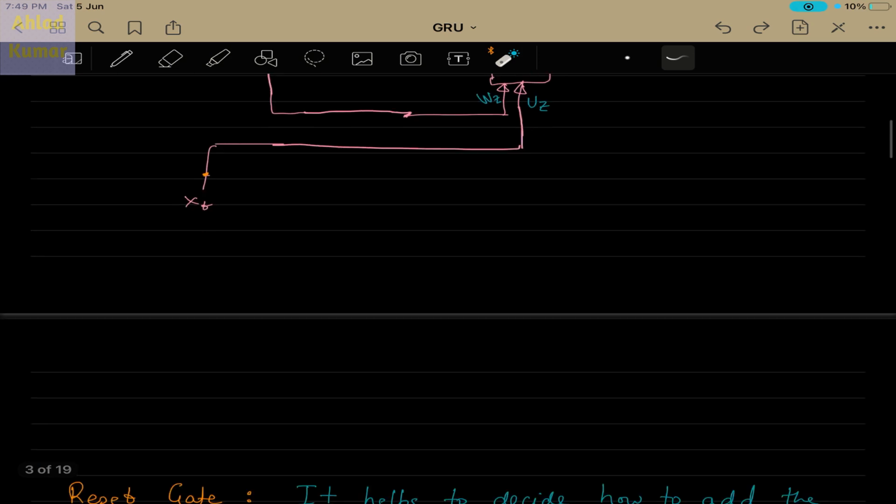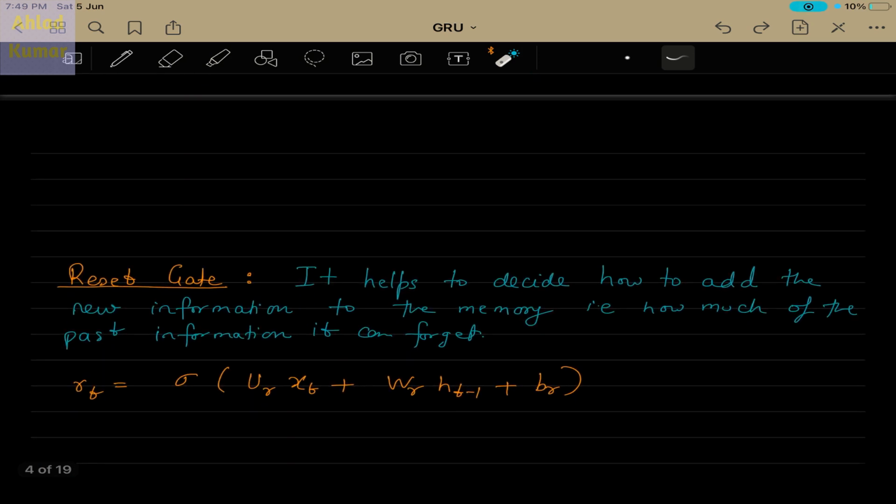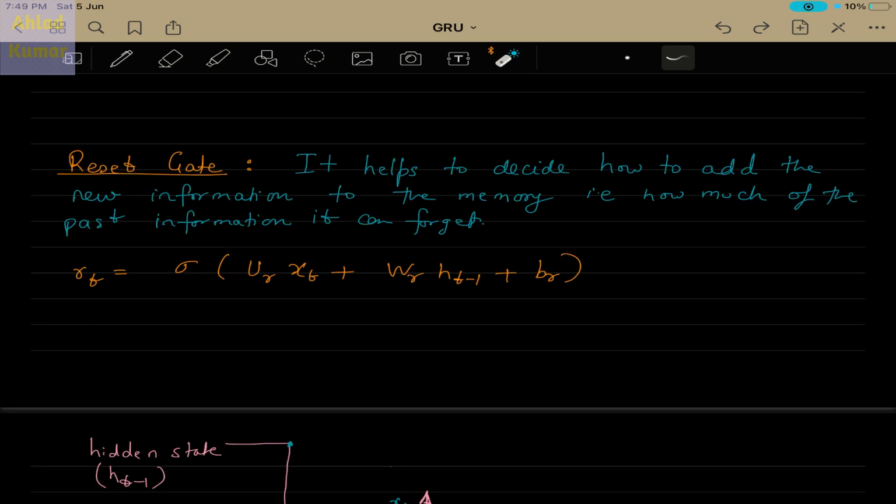The important point to be noted here is that the architecture of the reset gate is also similar to that of the forget gate, but the only difference is in terms of the matrices that we have along with the current time step input as well as the previous time step information ht minus 1. So the reset gate output rt is related to xt and ht minus 1 in this fashion.